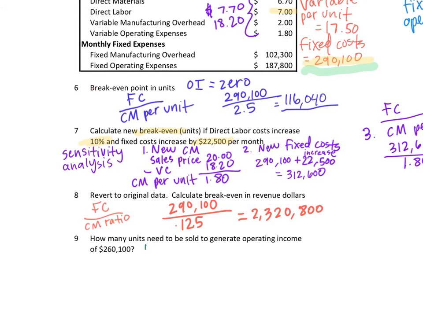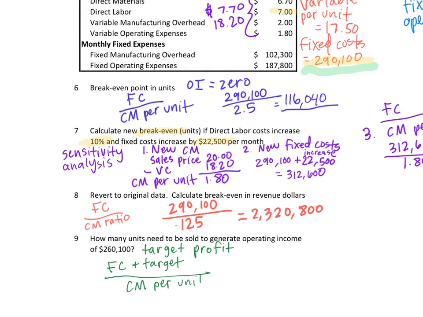How many units need to be sold to generate operating income of $260,100? This is called a target profit calculation because we are solving for the number of units that must be sold to reach a target level of operating income. The formula for this is very similar to the formula for the break-even number of units. All we have to do is take the fixed costs and add the target profit to the numerator, and then we're going to still divide by the contribution margin per unit.